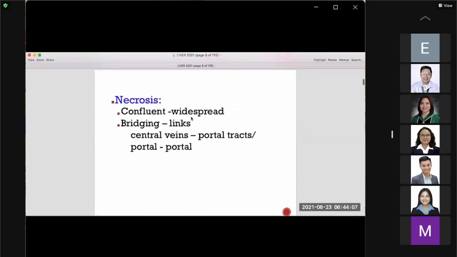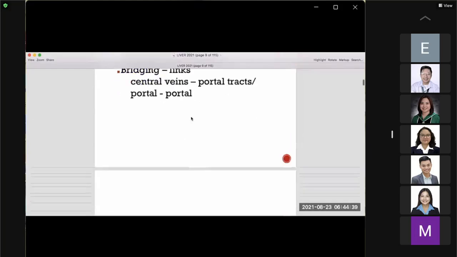Okay, with regards to necrosis, it can be confluent and it can be widespread, affecting a large area of the liver, or it can be a bridging necrosis that forms links from one area to another, just like the presence of a necrosis from the central vein towards the portal tract, or from portal tract to another portal tract of another hepatic lobule or of the same hepatic lobule.